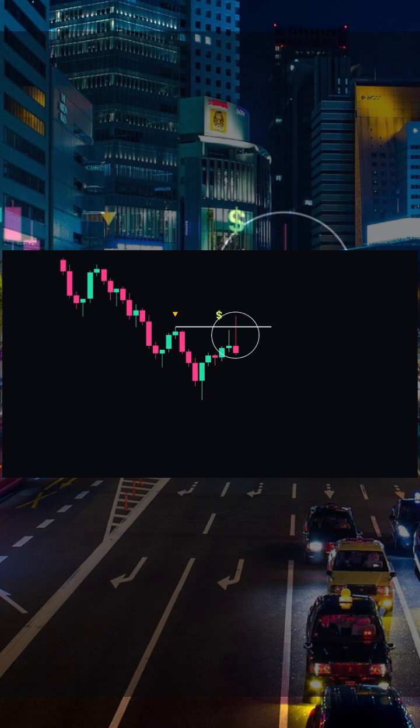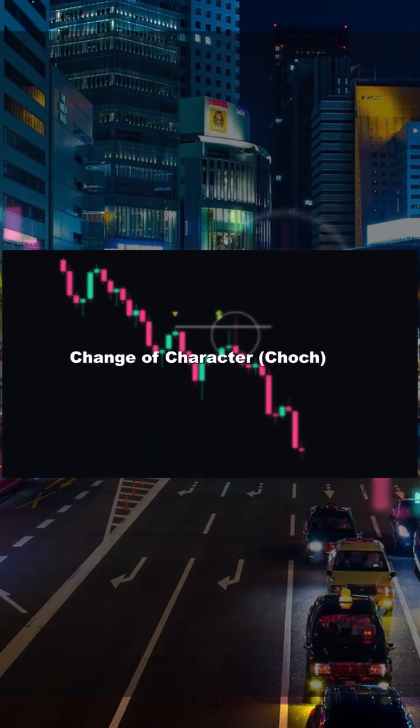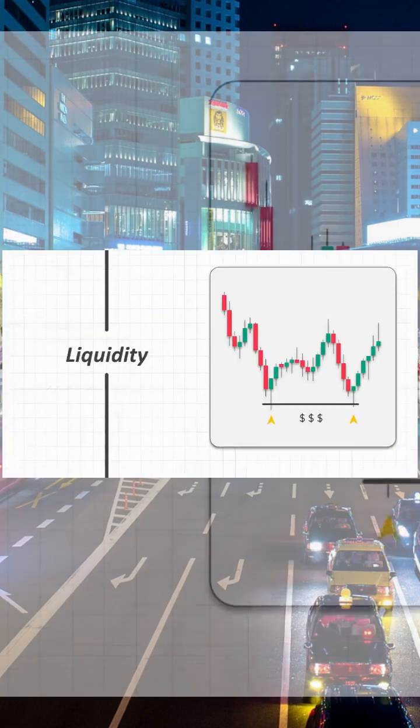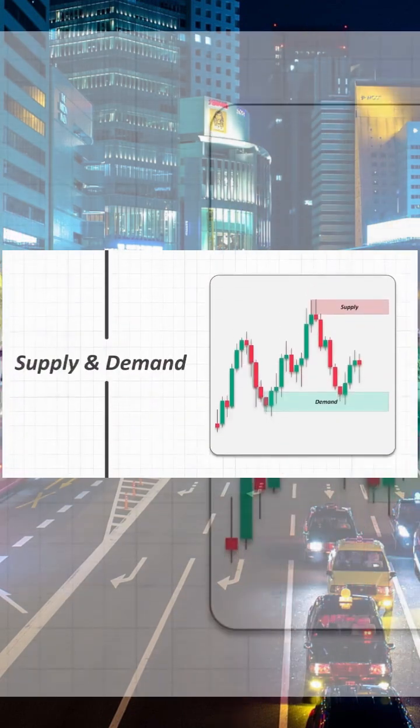When a liquidity grab pattern forms at a resistance level, it can be a strong signal that the market is likely to move downward. Now, the liquidity grab pattern is an early reversal sign, but in order to make it more reliable, you can combine it with the change of character. Number 3. Supply and demand.